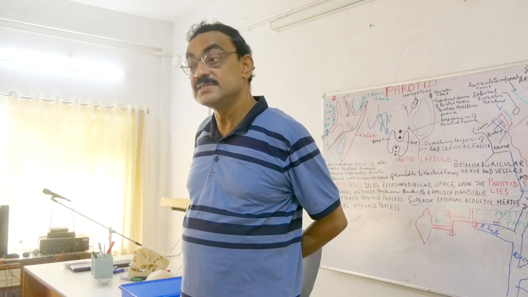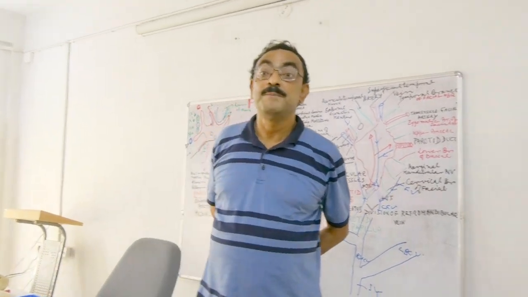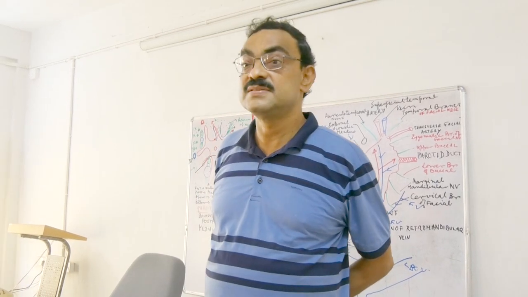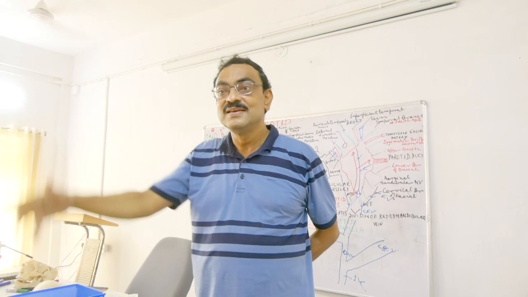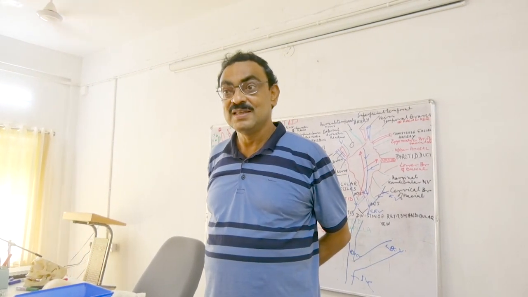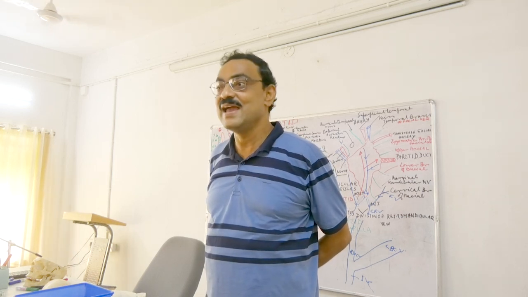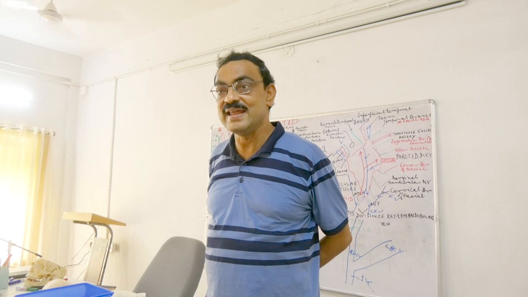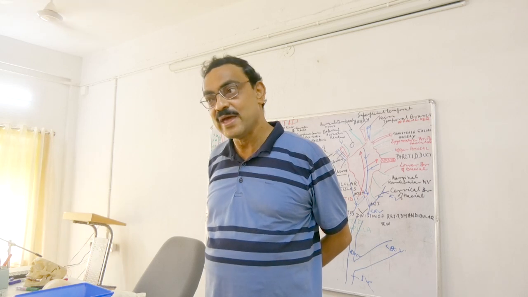Let's see how it comes from there. We always know that the parasympathetic fibers move along with the cranial nerves: the 3rd, 7th, 9th, and 10th. These are the cranial nerves through which the parasympathetic fibers move. They cannot go alone.